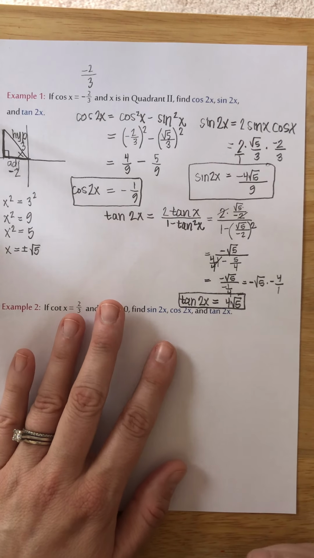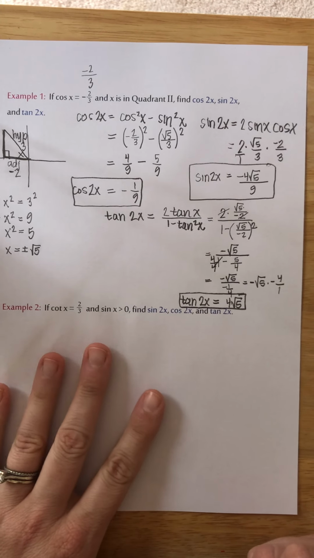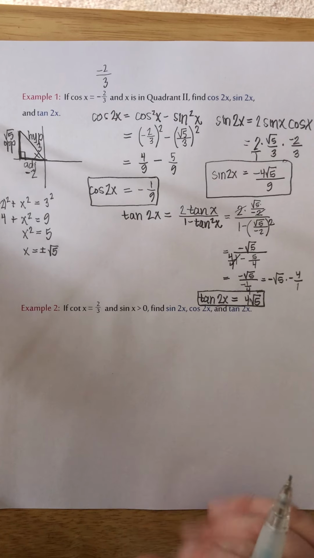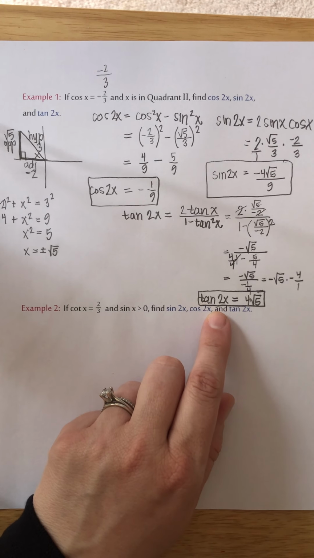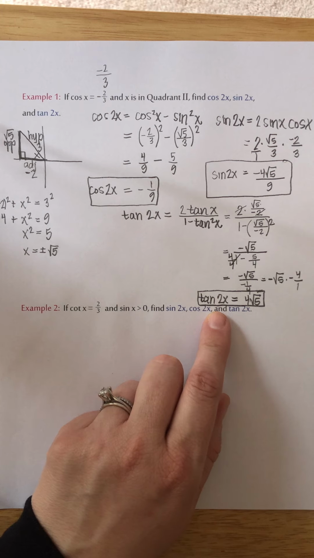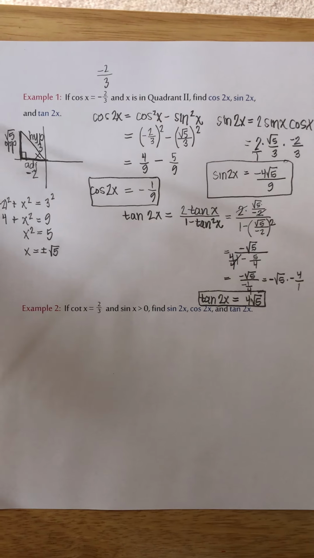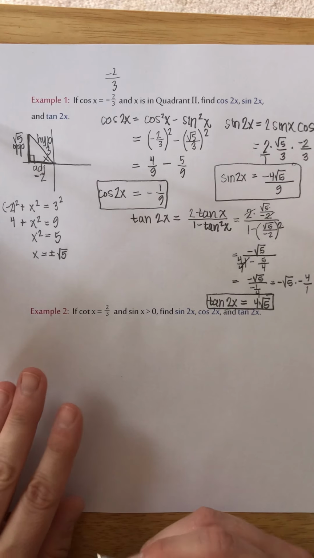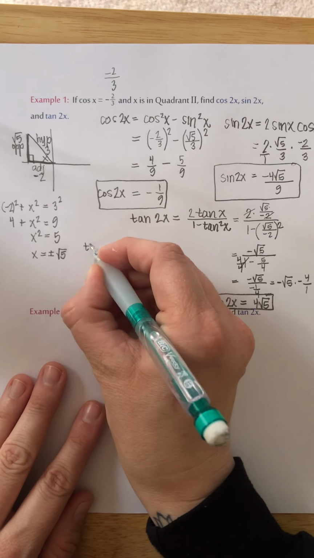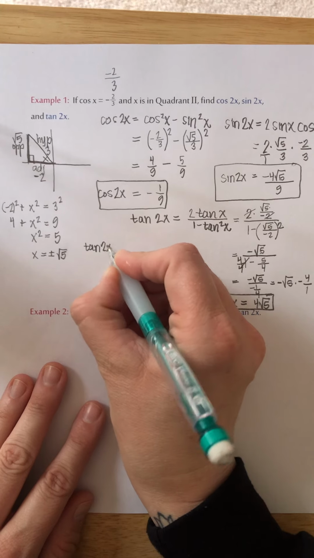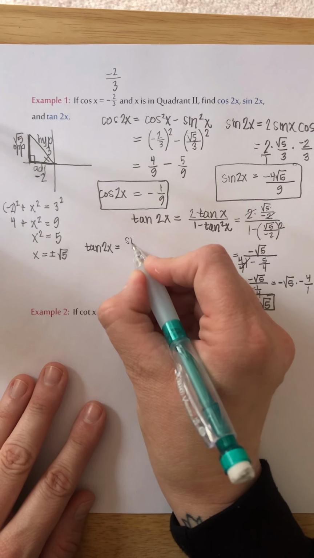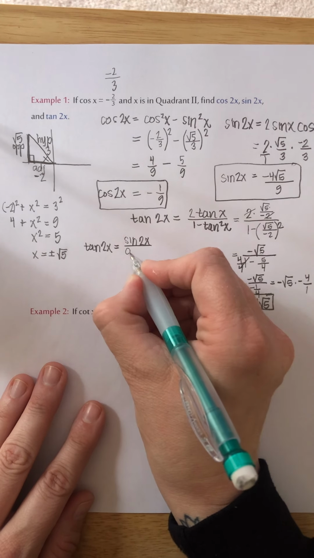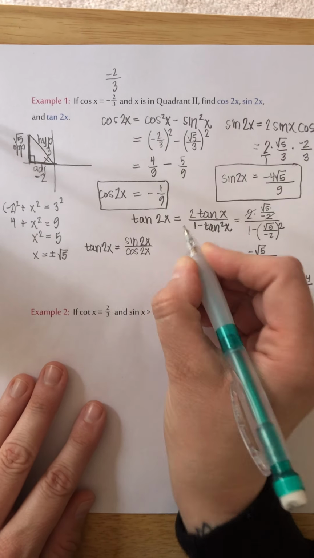And there we go. Now, one thing I do want to show you that I really like, which helps you out. If all I needed to find in this problem was tangent of 2x, then yes, let's use that formula. But here's the really cool thing about tangent. If you already have your values for cosine of 2x and sine of 2x, remember that tangent means sine over cosine. In this case, it would be sine of 2x over cosine of 2x.